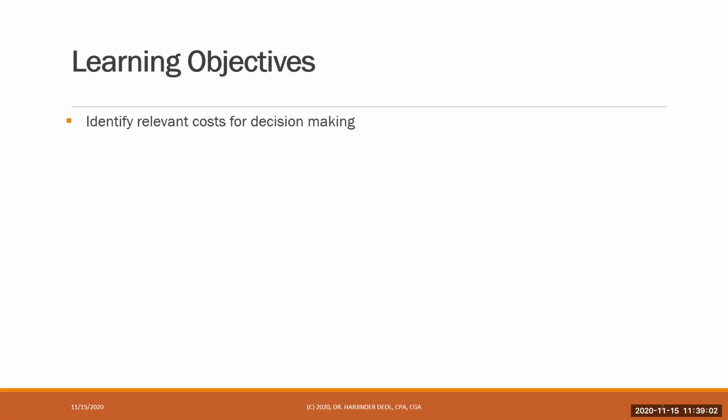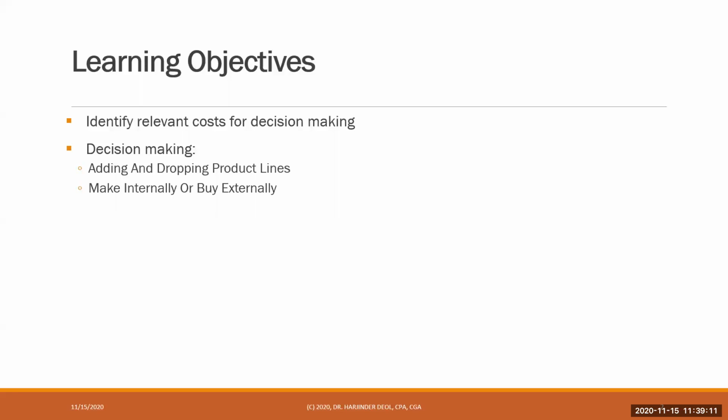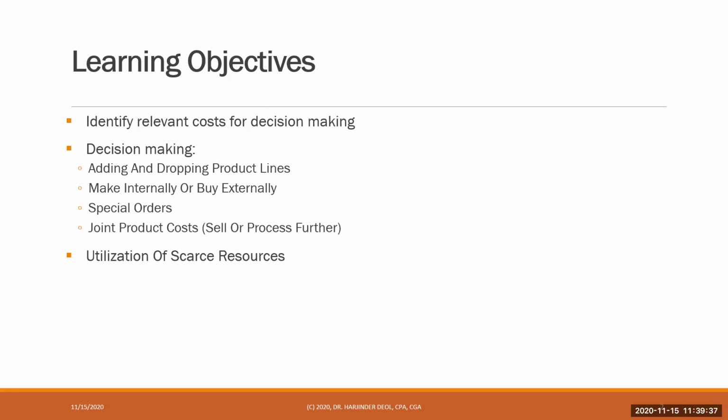We will look at specific examples of decision making involving adding or dropping product lines, the decision involving whether to make something in-house or to outsource and buy externally, whether to accept or reject special orders, how to decide if we should further process a product or sell something at the split-off point when there are joint product costs incurred. And we will also look at how to utilize scarce resources so as to maximize operating income.